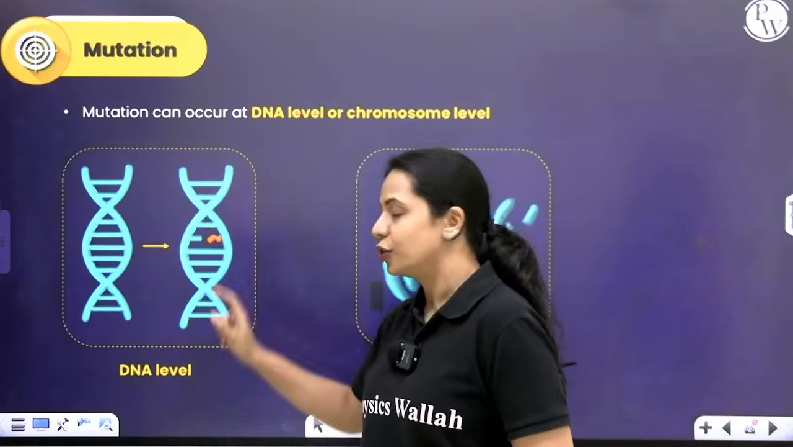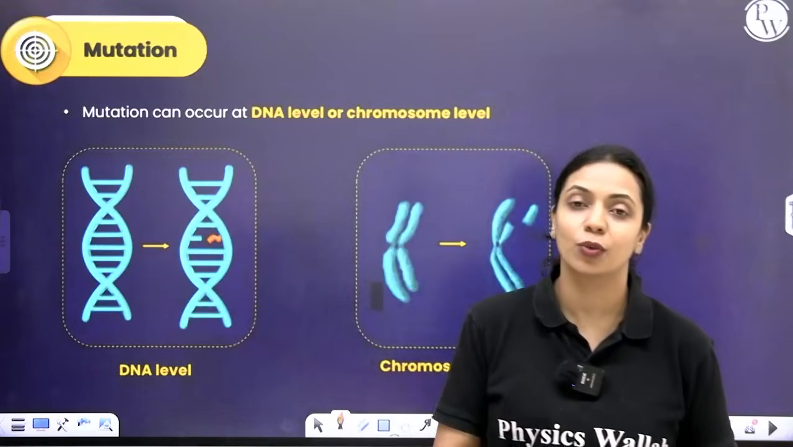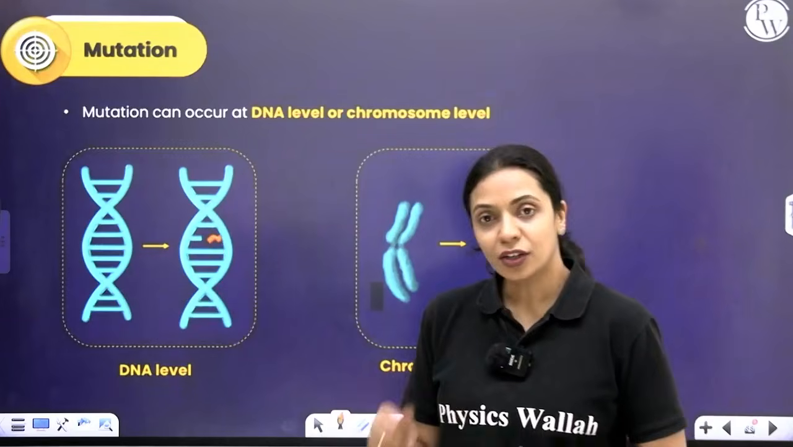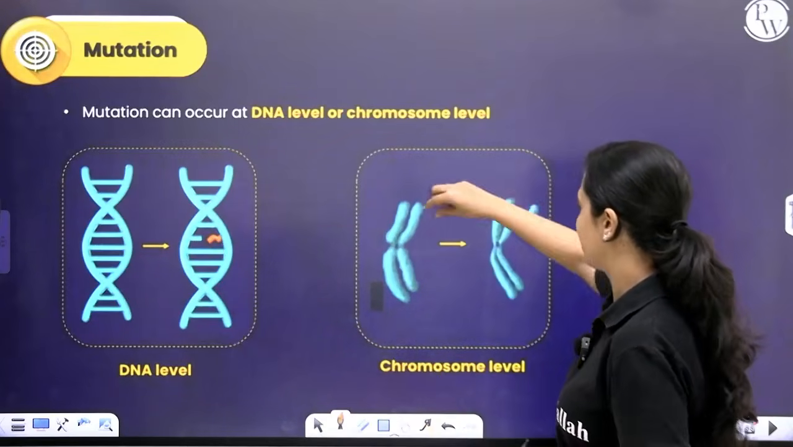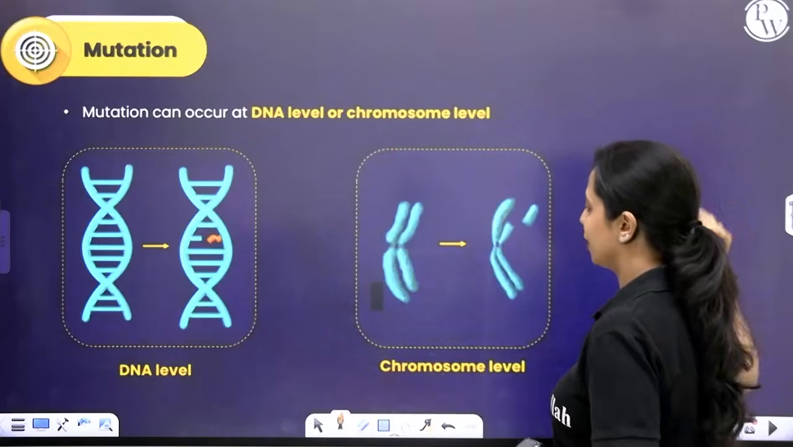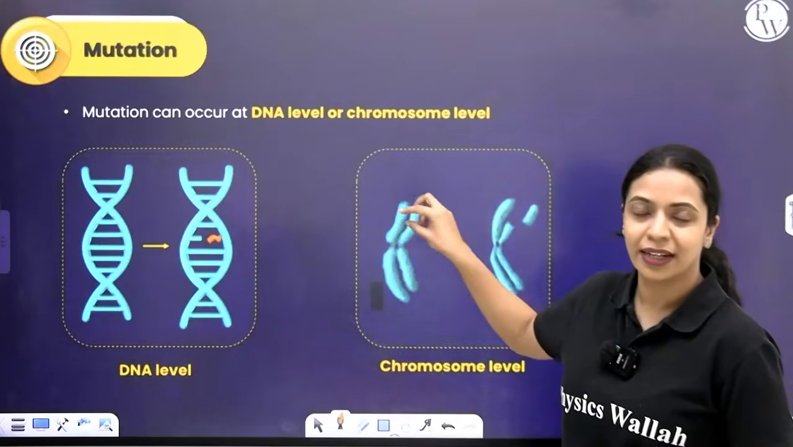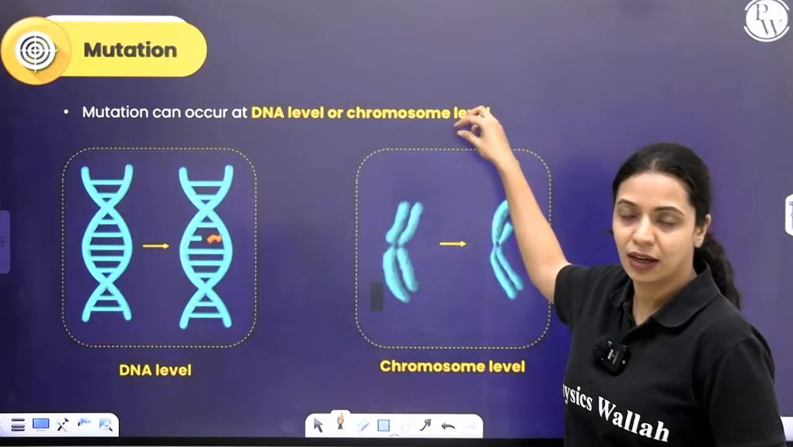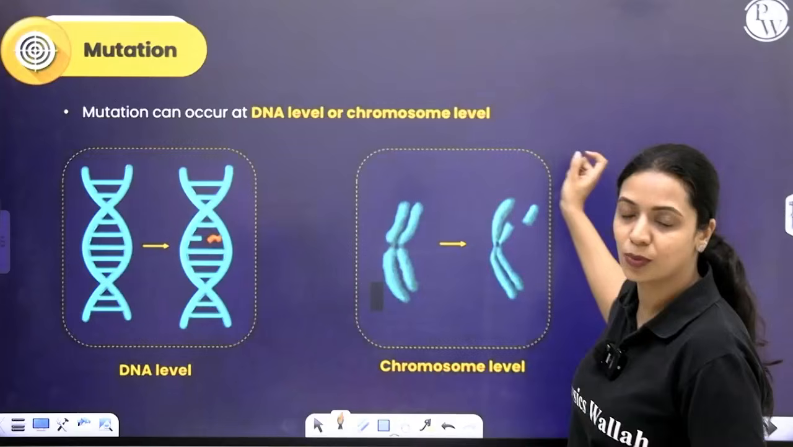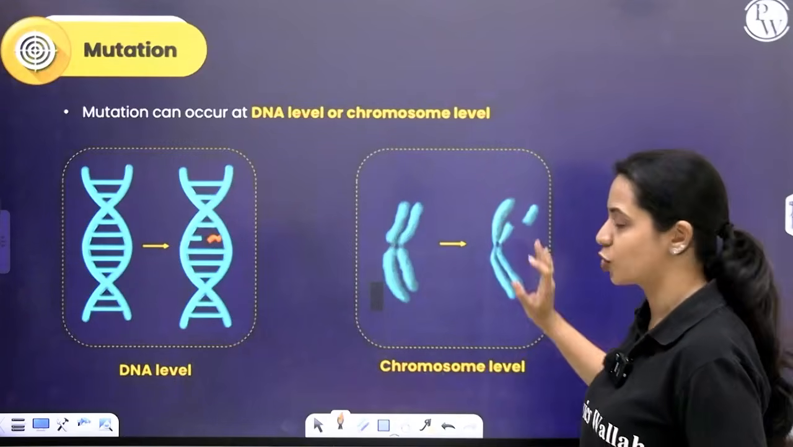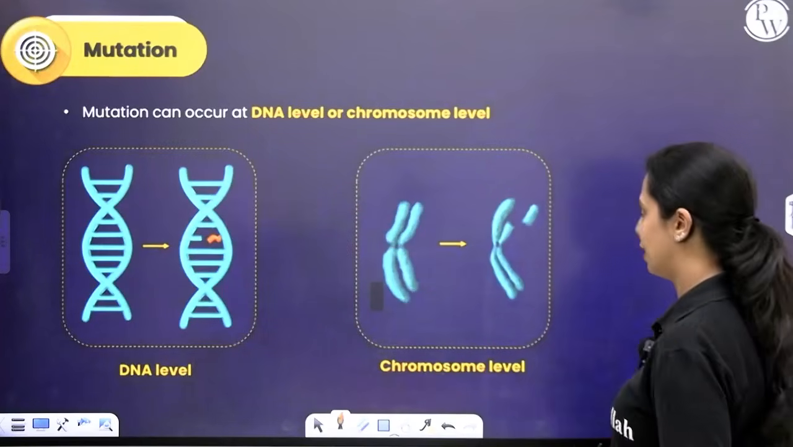Mutation can happen at a nucleotide level or it can happen at a chromosome level also. In a chromosome, some segment can get detached, go and attach to some other chromosome. It can get deleted, it can get translocated from one chromosome to another. All of that is possible at the chromosome level also, at the DNA level also.